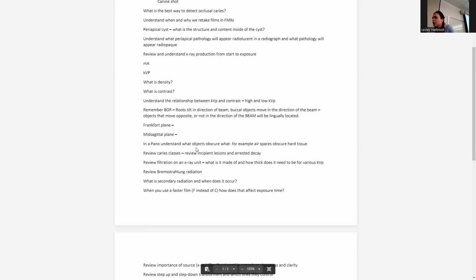In a pano, understand what objects obscure what. For example, air spaces obscure hard tissue. So it's just that one slide that says soft tissue obscures, what is it? Hard tissue. I don't even remember. I have to look at it.